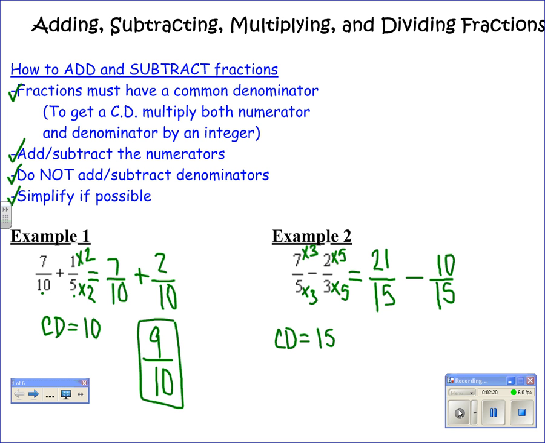Now that I have a common denominator of 15, I can subtract my numerators. 21 minus 10 is 11, and 15 stays as is, so 11/15 is my simplified answer.